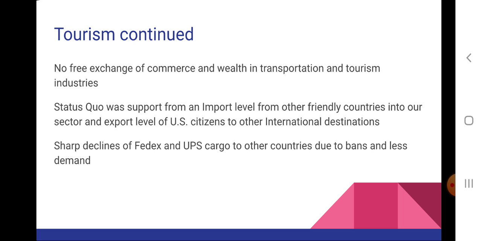And I just look at the cruise liners there, and the decline in tourism in those. They're going to see those effects for a very long time. So the status quo was support from an import level from other friendly countries and an export level of U.S. citizens to travel destinations. And we also see right now sharp declines of FedEx and UPS cargo going to other countries due to bans and less demand.